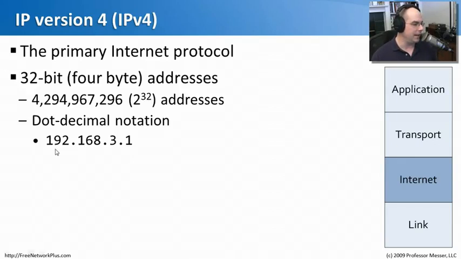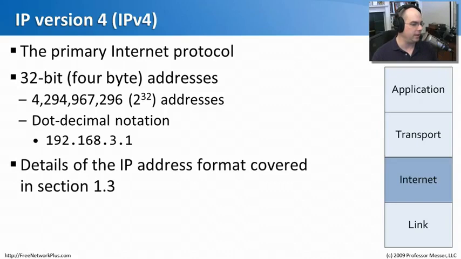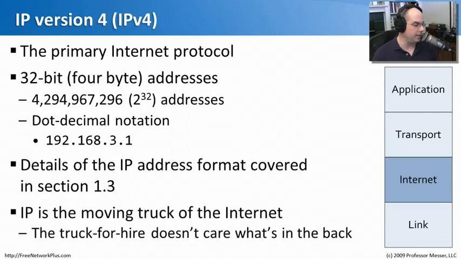You'll always see these written out in what we call dot decimal notation. These are decimal numbers and they have dots between them, 192.168.3.1. It's a very common way of us human beings looking at Internet Protocol addresses. The details of this address format is in section 1.3. We have a video just for really breaking out IPv4. What does this really mean? What does each one of those little decimal areas mean? What is it really broken down into? So if you want to know more on that, be sure to check out that video.